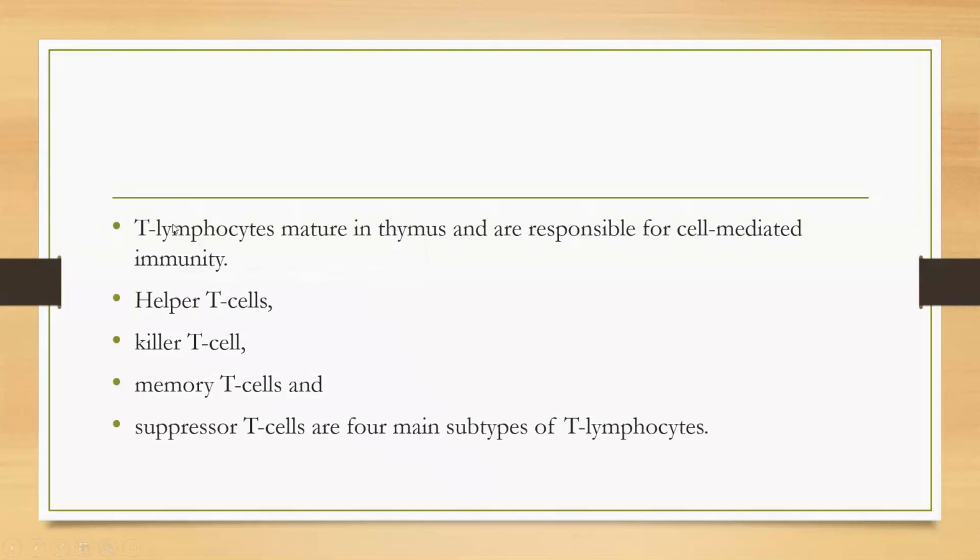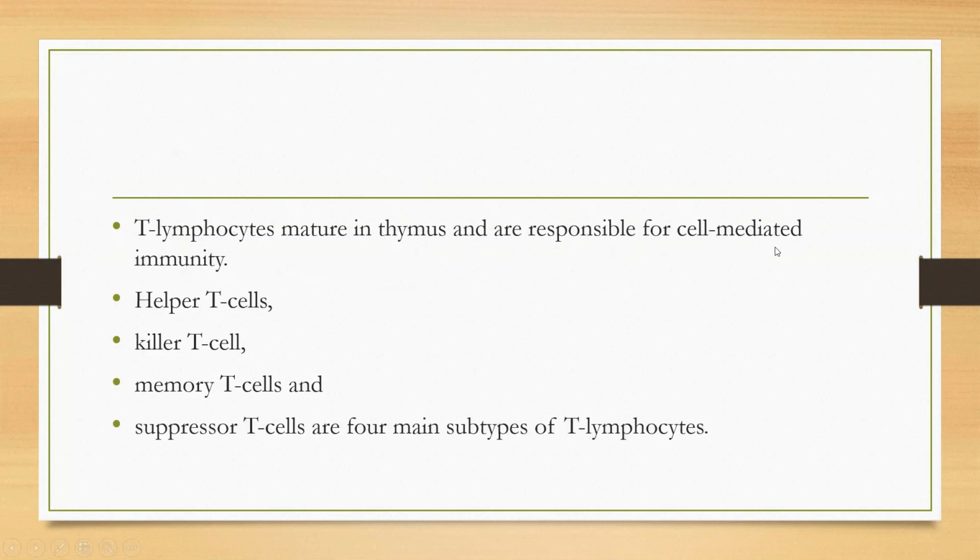T lymphocyte. B lymphocytes are found in bone marrow. It is called B lymphocyte. And T lymphocyte matures in the thymus. Thymus is located near the heart. Okay. Now, this T lymphocyte matures in the thymus and they are responsible for cell-mediated immunity.